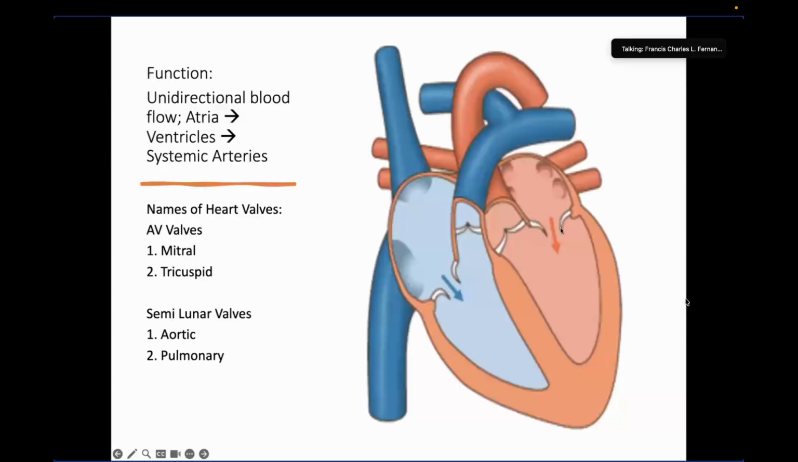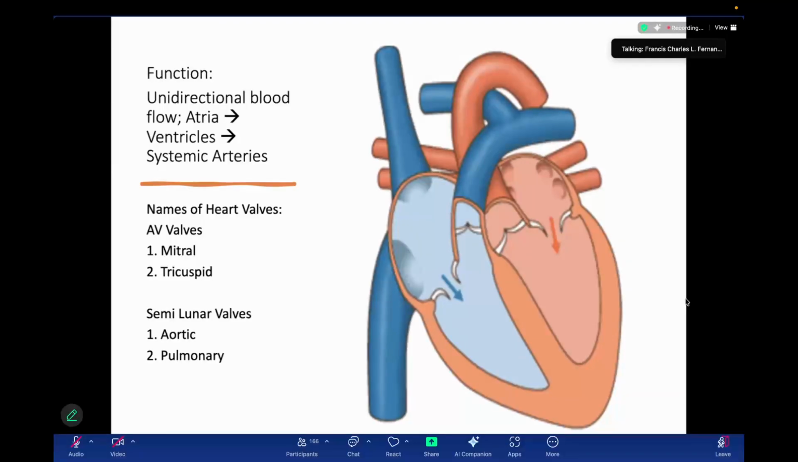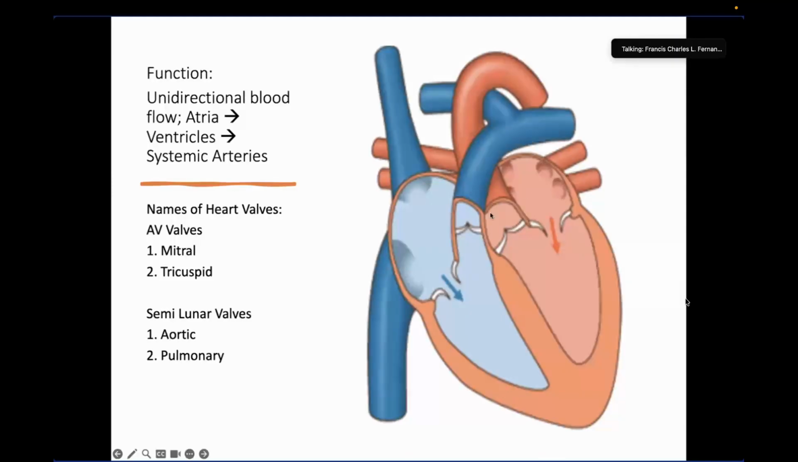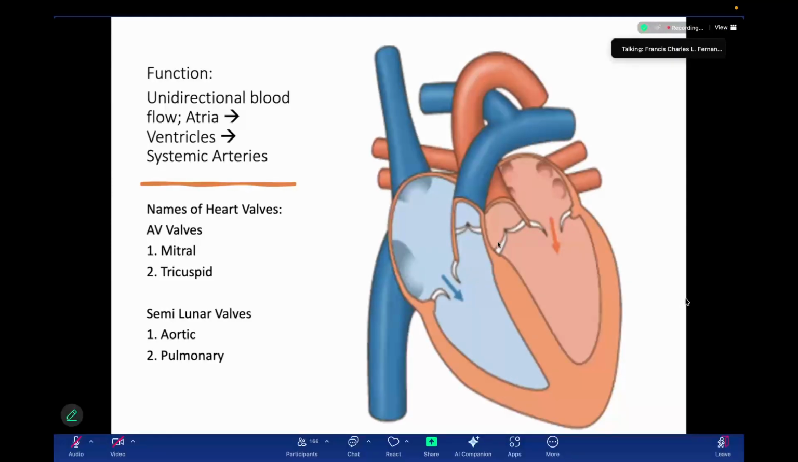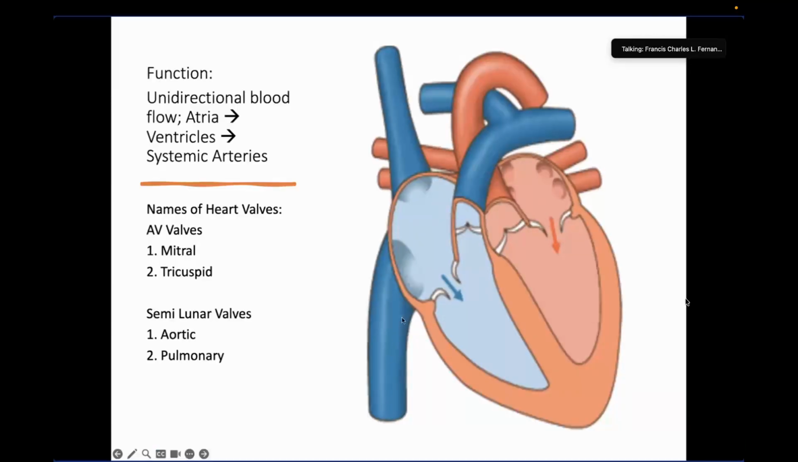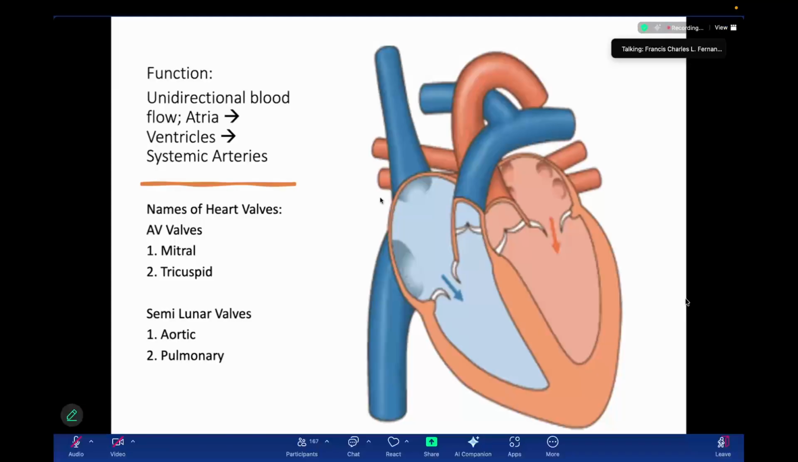So I hope you can see my cursor. Are you able to see it? Yes po, Doc.